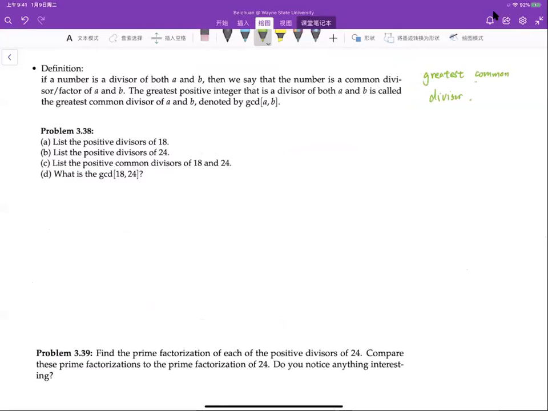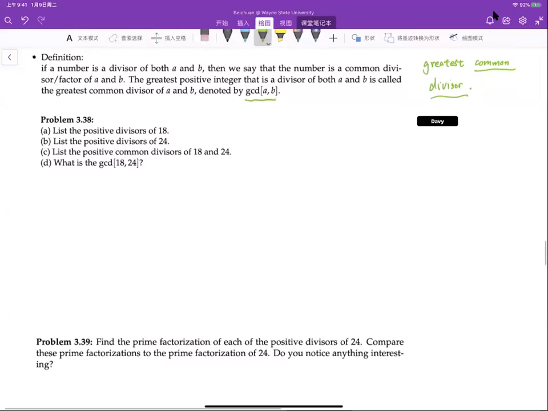So again, this is designed for 2 or more numbers. It's easy to check if a number is a divisor of a single number. So what if a number is a common divisor of 2 or more numbers? That's called a common divisor. In this case, it's denoted by GCD bracket. Sometimes they use parentheses, but that's the same. It's just called GCD. Well, let's look at question 3.38.